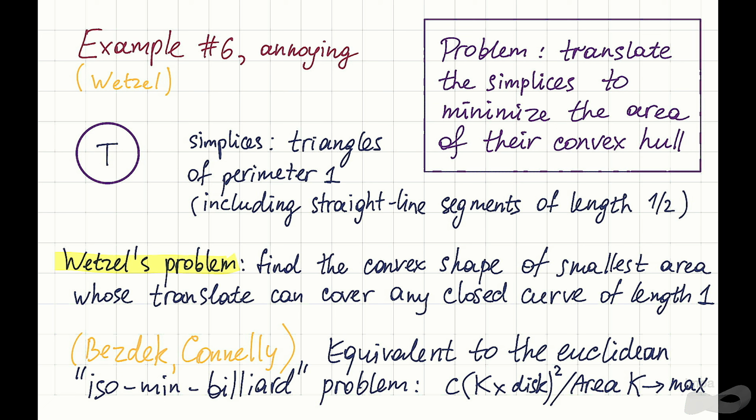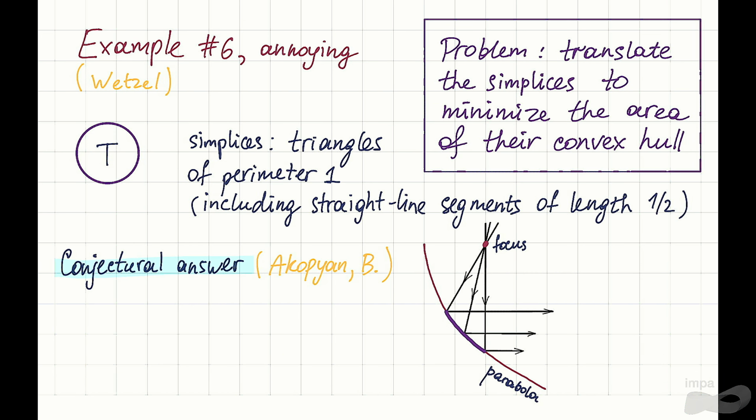Or you can also view it as an iso-mean billiard problem, meaning that if you consider all shapes with the same length of a shortest closed billiard trajectory in the Euclidean norm, then you want to find the smallest area of such a shape. So we don't know the answer. Wetzel gives some bounds, Balitskiy also gives some bounds, and I think with Arseniy Akopyan we found a better example than any of them. I'll briefly explain this example.